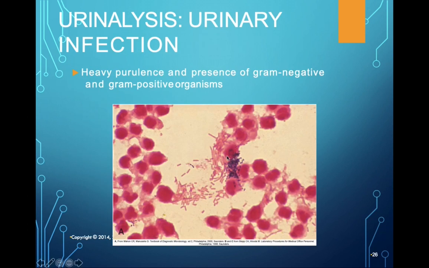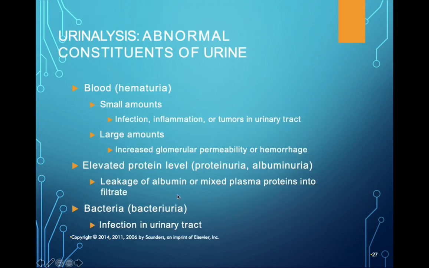Under a microscope, you can see the presence of gram-negative or gram-positive organisms here, right? This should not be visible under the microscope. Blood, hematuria, if they're small amounts, could be an infection, inflammation, possibly a tumor in the urinary tract. If it's large amounts, then it's going to be increased glomerular permeability and hemorrhages. And we'll get into glomerular permeability.